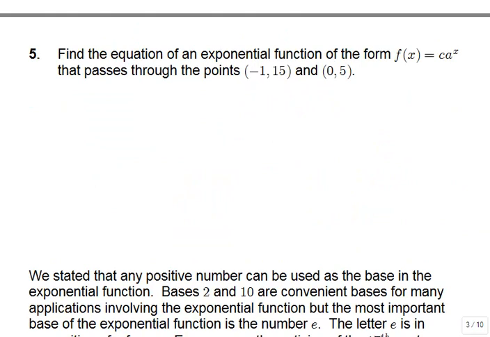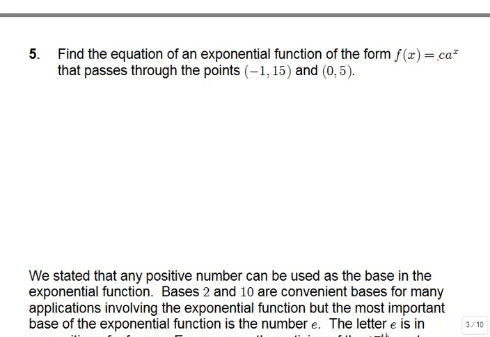Okay, the next example here is a little bit different. It says find the equation of the exponential function of the form f of x equals c a to the x that passes through the points negative 1 comma 15 and 0 comma 5. So which exponential function has to pass through these 2 points if it's of the form a constant times a to the x? That's what we want to try to figure out.